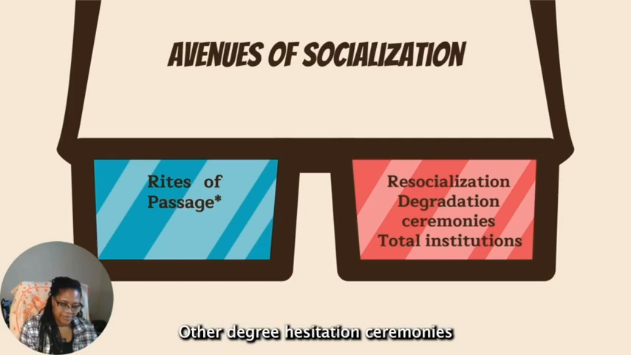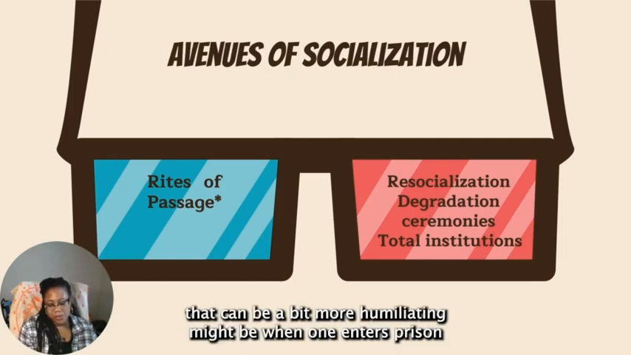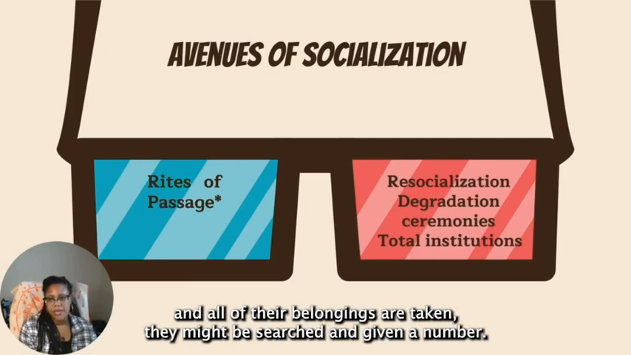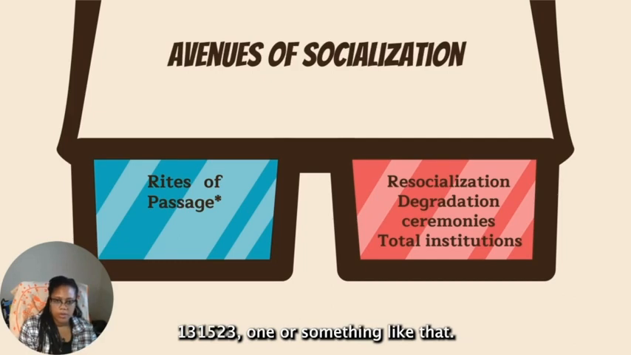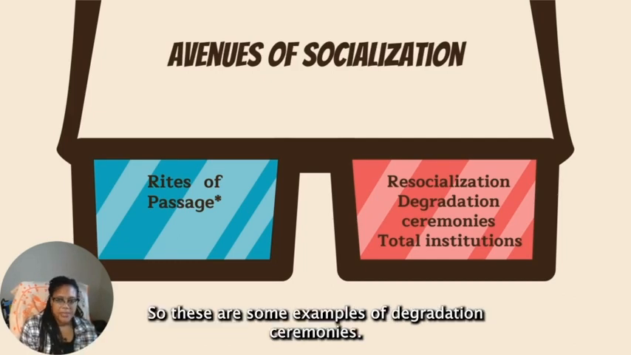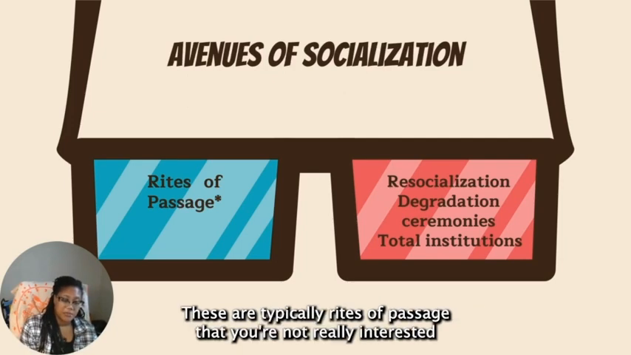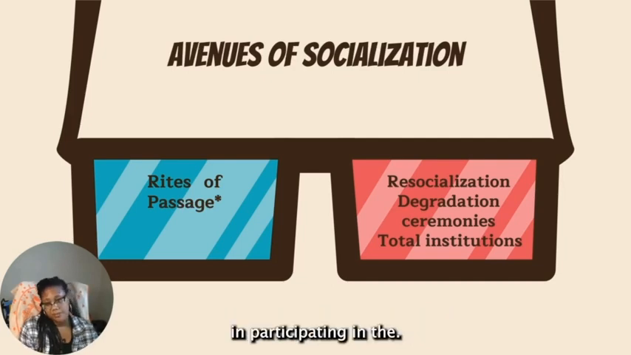Other degradation ceremonies can be a bit more humiliating. It might be when one enters prison and all their belongings are taken. They might be searched. They're now given a number. And so instead of going by their name, they're now known as inmate number 315, 231, or something like that. So yeah, these are some examples of degradation ceremonies. These are typically rites of passage that you're not really interested in participating in.